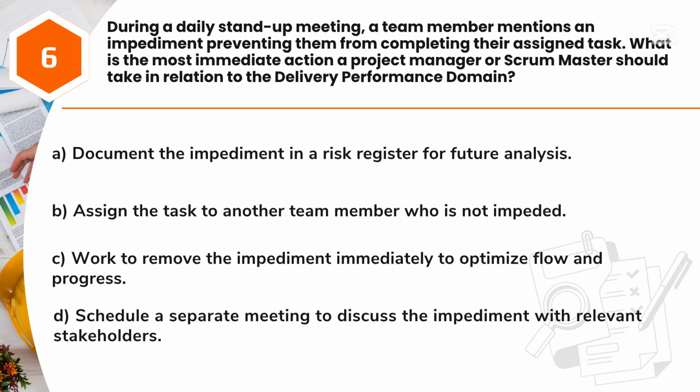Question 6. During a daily stand-up meeting, a team member mentions an impediment preventing them from completing their assigned task. What is the most immediate action a project manager or Scrum Master should take in relation to the delivery performance domain? A. Document the impediment in a risk register for future analysis. B. Assign the task to another team member who is not impeded. C. Work to remove the impediment immediately to optimize flow and progress. D. Schedule a separate meeting to discuss the impediment with relevant stakeholders.